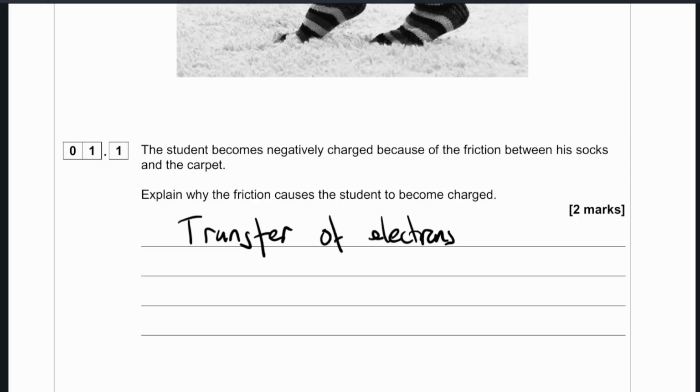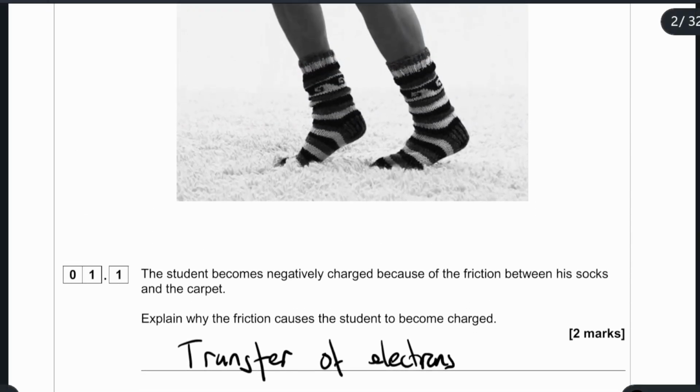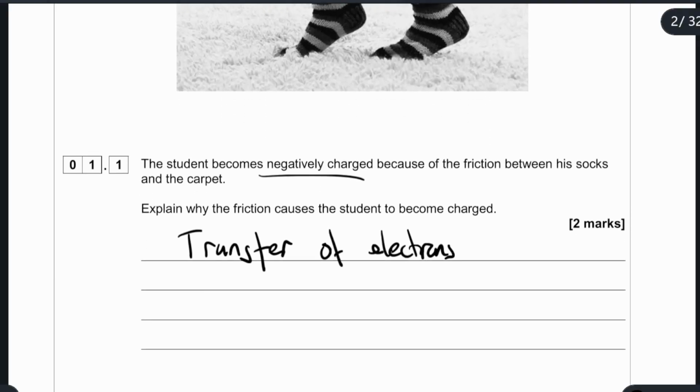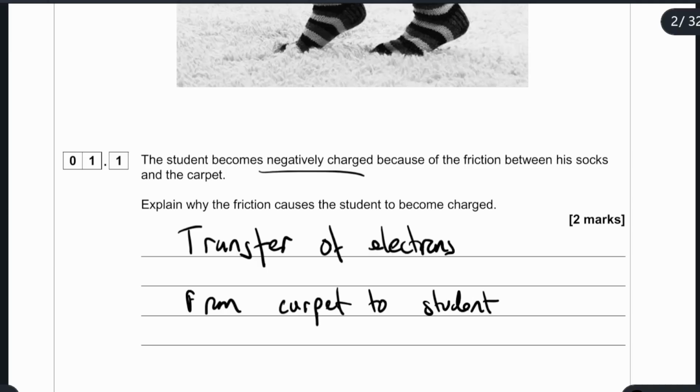And in which direction are the electrons going to be transferred then? Well, the student becomes negatively charged, which tells us that the electrons are transferred from the carpet to the student. And that's all you should need for the first 2 marks of this paper.